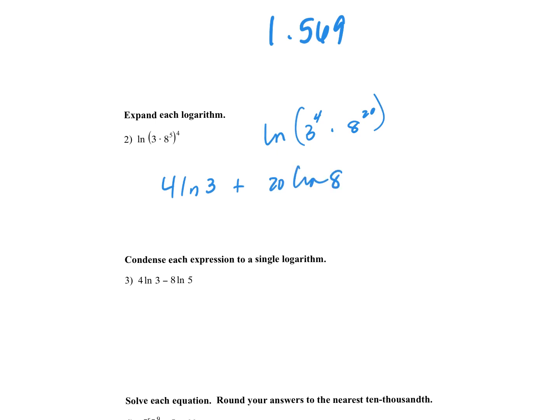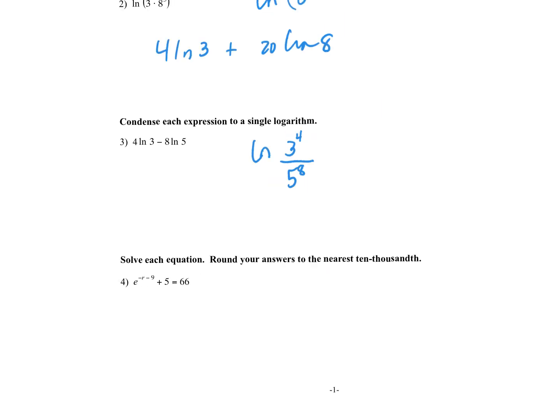The next one is minus, so minus turns to division, so you change it to 1 ln, and that 4 in the front turns into the exponent, so 3 to the 4th, and the second guy goes downstairs, 5 to the 8th. Remember, the guy in the front turns into the exponent of the number after the ln.